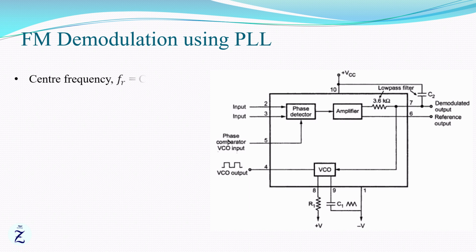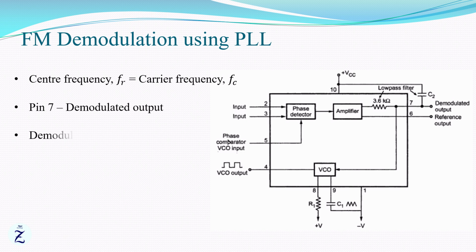If the center frequency is designed or selected at the FM carrier frequency, that is Fc, then the filtered output, which is the signal at pin number 7, will be a demodulated output. The demodulated signal voltage varies in magnitude proportional to the incoming signal frequency. So we need to generate the output voltage which is proportional to the frequency of the incoming signal.